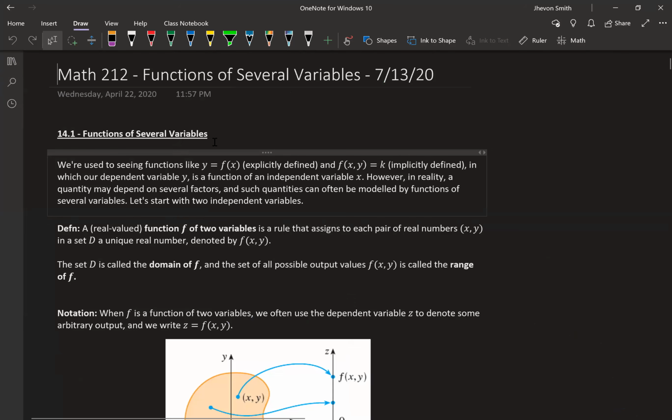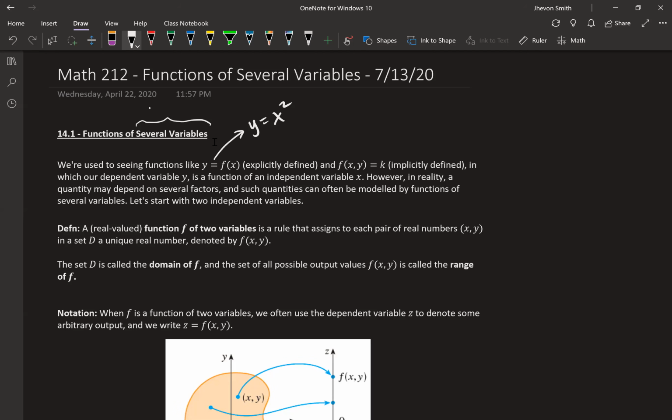functions of several variables. The idea behind this is simple. We're used to seeing functions of a single variable. That's what we've been doing in our lives up until now. So we can have something like y equals x squared. This was a function of the single variable x. X was called the independent variable. So when we're talking about functions of several variables, we're talking about the independent ones.